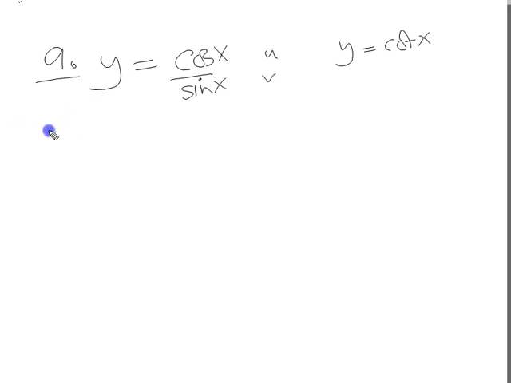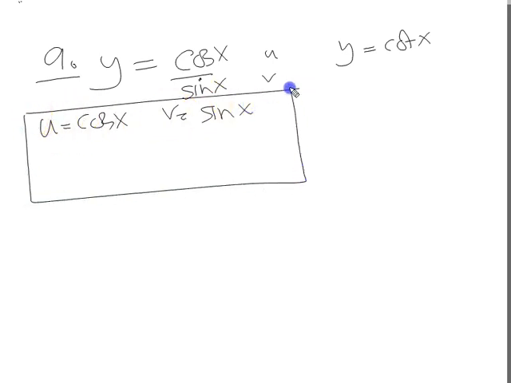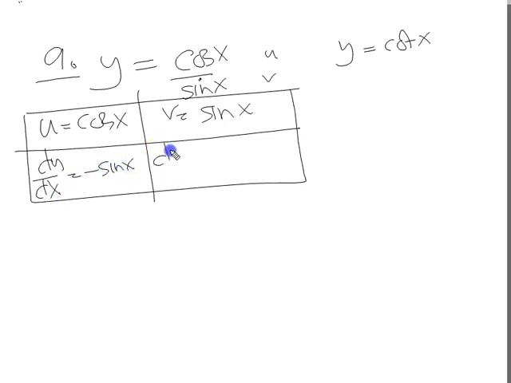So fill in the grid. U is the thing on top, V is the thing underneath. Okay, there we go. So du dx then will be minus sine, because cos goes to minus sine. The dv dx, sine goes to cos, doesn't it? So we put cos down, and then we can write the answer.